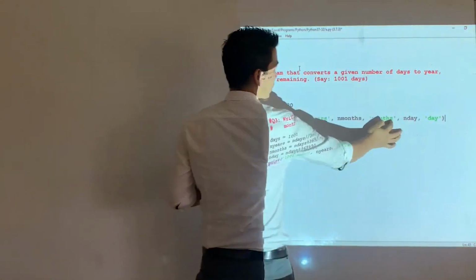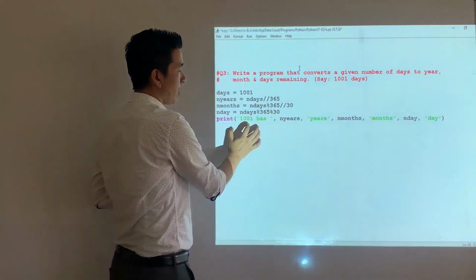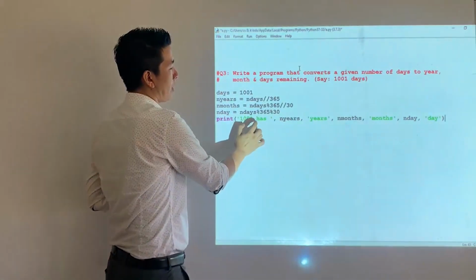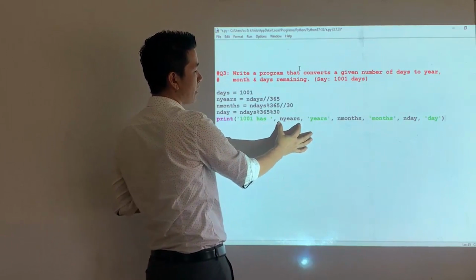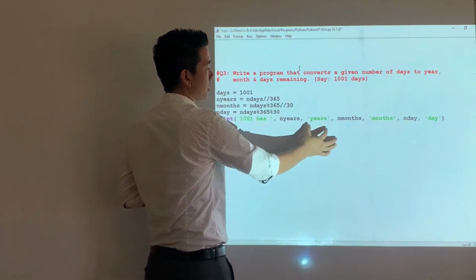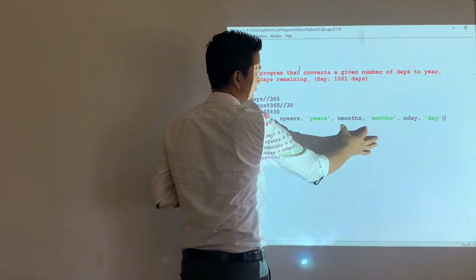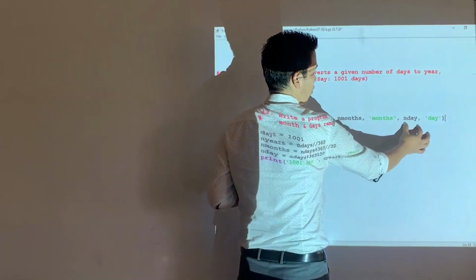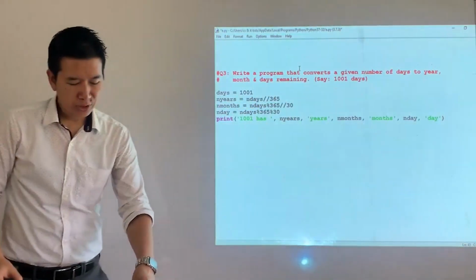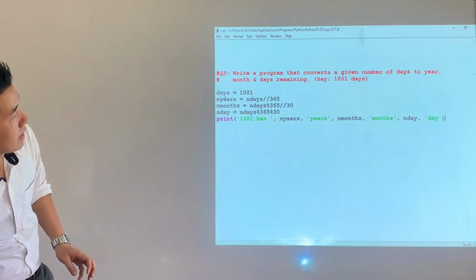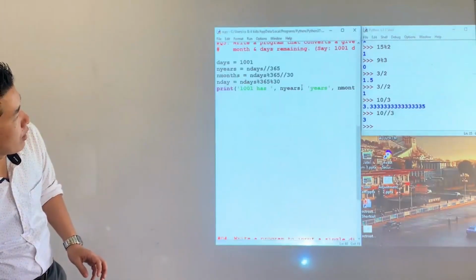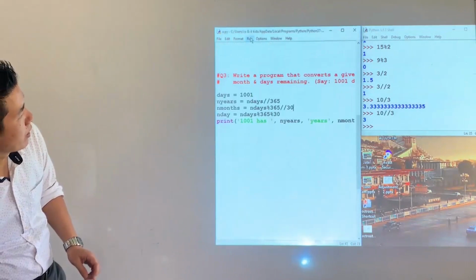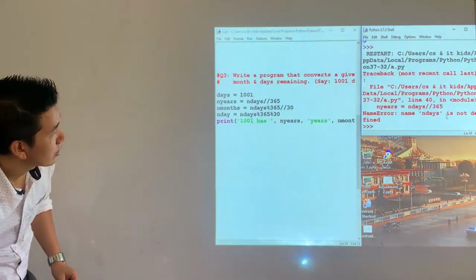These are the plain strings, so they'll be printed as it is. 1001 n days, 1001 has the value of n years is 2. 2 years, the value of n months is 9. 9 months, and then 1 day. So we'll just save this, and then let's run the program. Okay? Let's run the program and check how the output will look like this.